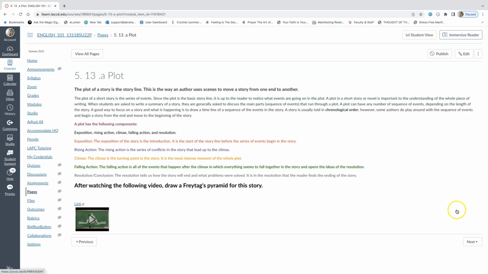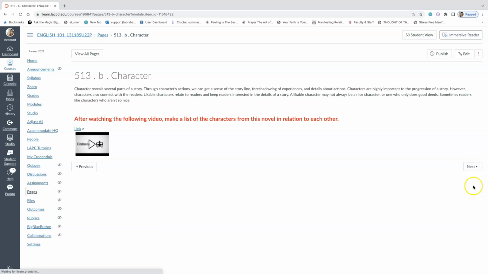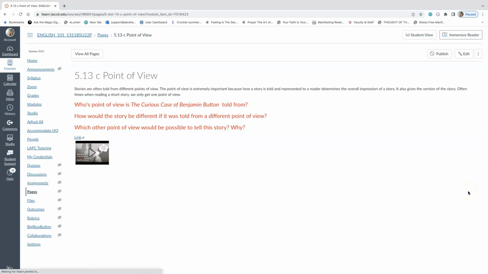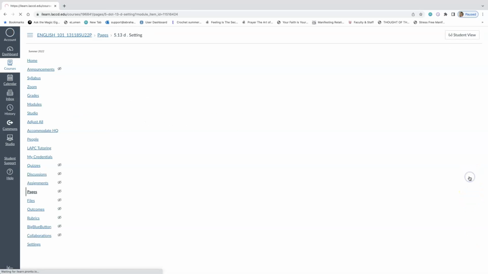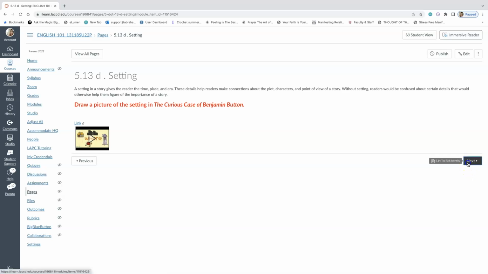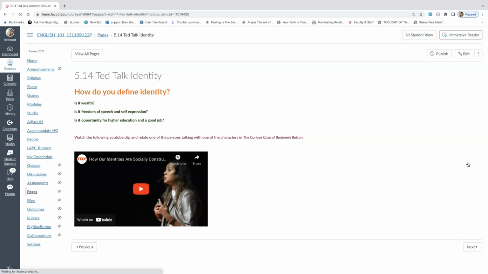And so the next few pages talk about the elements of fiction. So this is plot, this is character, point of view, and setting. Those last pages that we looked at are very important in looking at a short story.